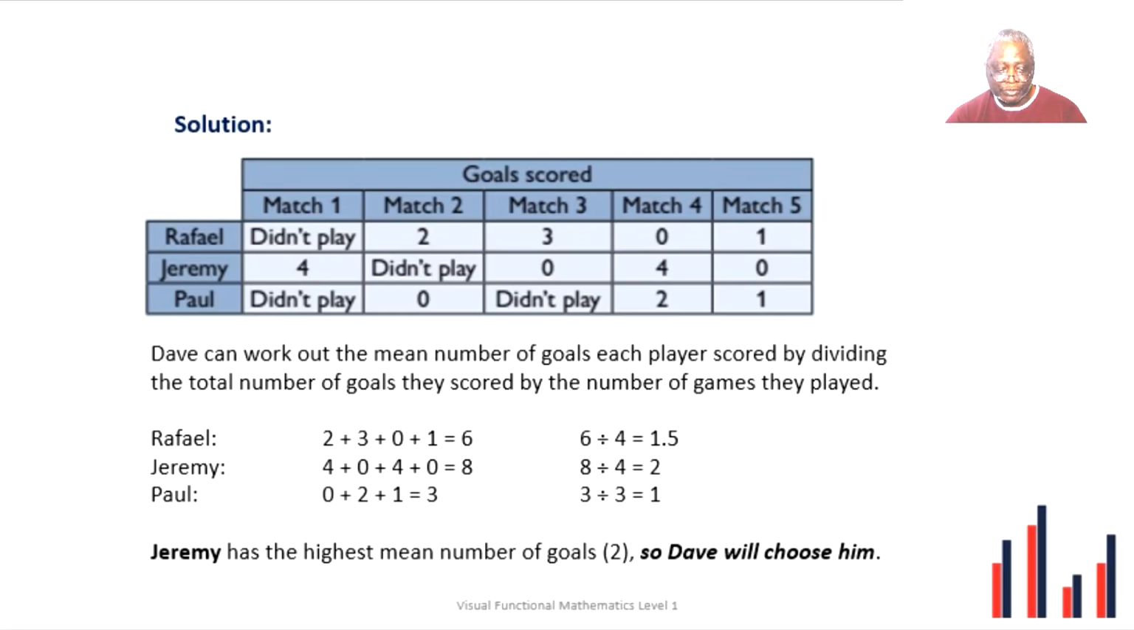Raphael scored 6 over 5 matches, although he missed one. Jeremy scored 8, although he missed 2 matches. And then Paul scored 3. He missed 1 match and he didn't score in another one. So, who should be chosen as a goal scorer? Obviously, it's Jeremy, who, even though he only scored in 2 matches, scored 8 compared to Raphael's 6. So Jeremy will be chosen.